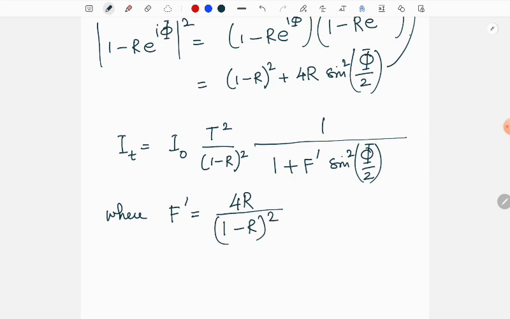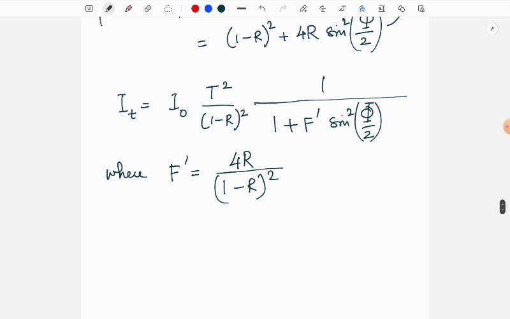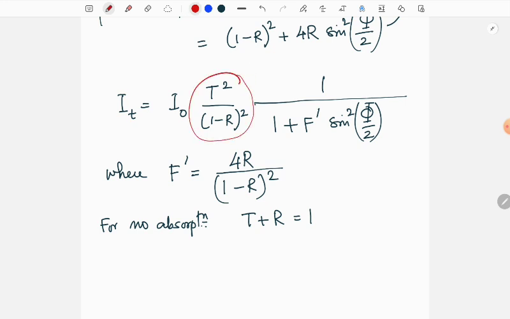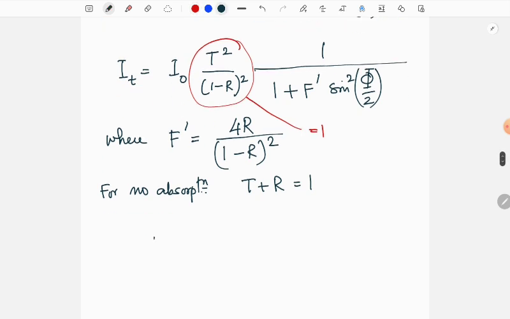Now one has to also say that let's say there is no absorption in the system. For no absorption at the reflectors or any other losses, transmittance plus reflectance should be 1. If that is the case, this term becomes equal to 1. And so what we have finally is IT by I naught, the ratio of the transmitted to the incident beam, equal to 1 by 1 plus F prime sine square Phi by 2.